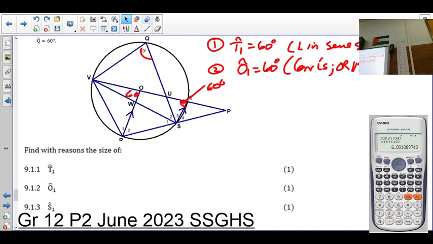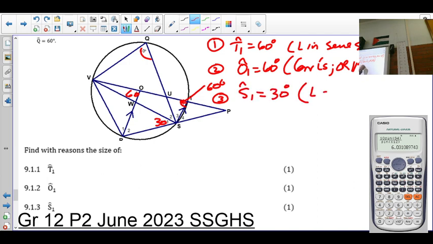Then they want you to calculate S1. So here's S1. So here we see the angle at center is twice the angle at circumference. Not so? So S1 is going to be 30 degrees. The angle S1 is equal to 30 degrees. Why? Angle at center is equal to 2 times angle at circumference.